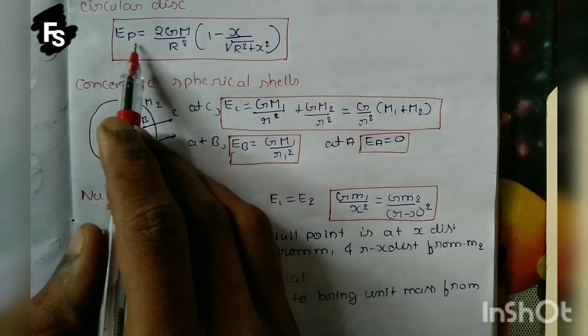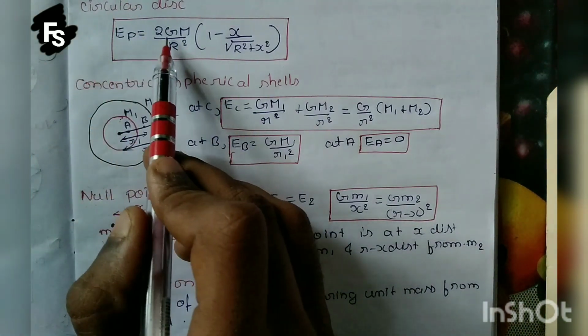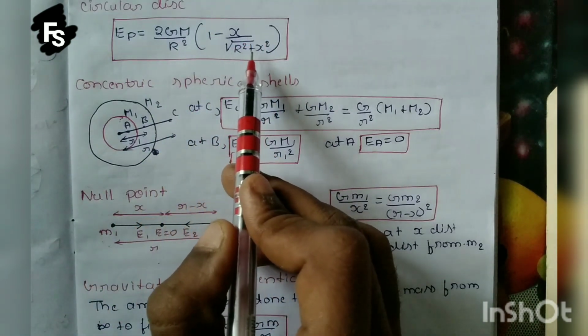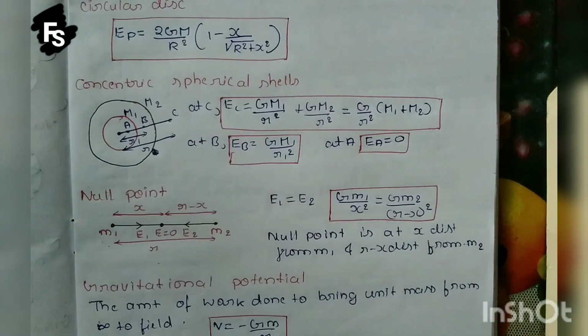For a circular disc, E_P is equal to 2GM by R square into 1 minus x by root of R square plus x square. The same diagram as before.